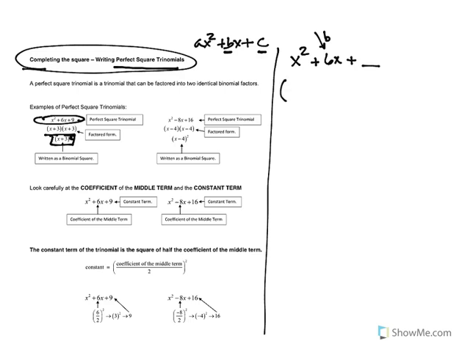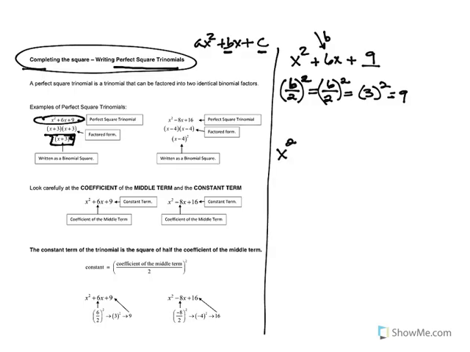What we do is we always take half of the b term, or half of the coefficient of the b term, and we square that value. So b over 2 squared. In this particular example, our b is 6. So 6 over 2 squared gives us 3 squared, which gives us a 9. That is how the perfect square trinomial can be created. It doesn't matter what they give you, you can always create a perfect square trinomial by doing b over 2 and then squaring that value.